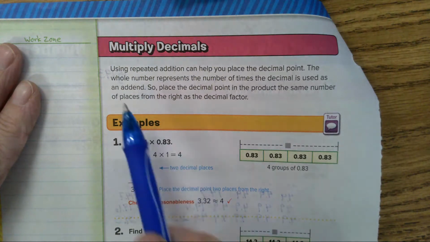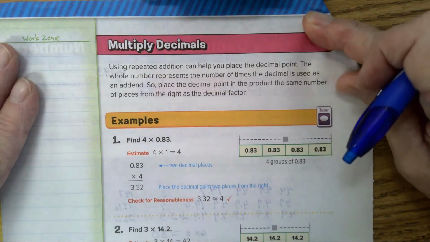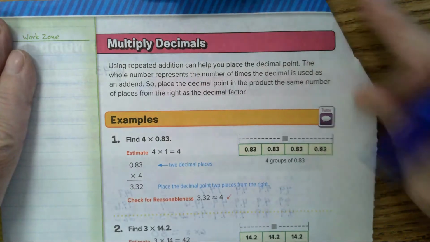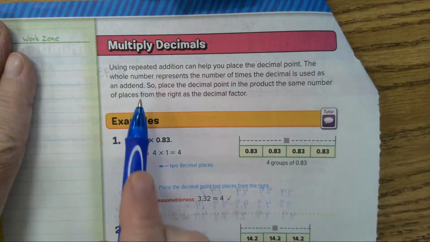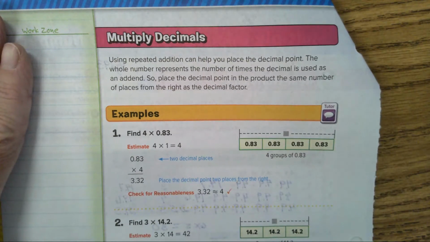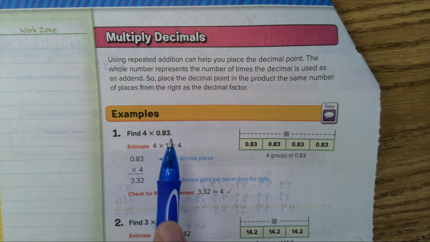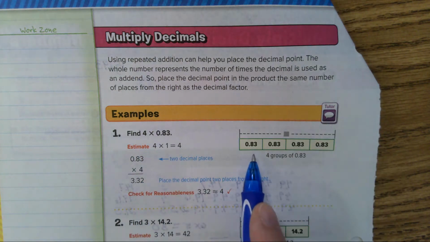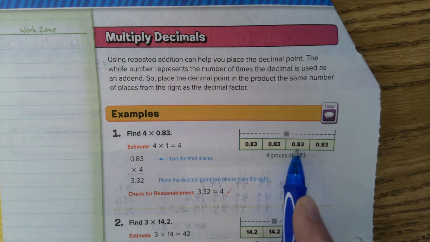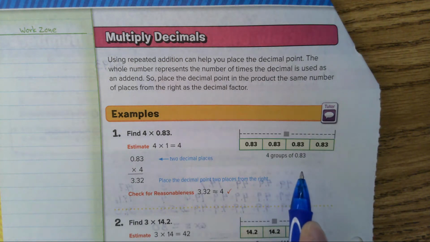It says using repeated addition can help you place the decimal point. The whole number represents the number of times the decimal is used as an addition. So place the decimal point in the product the same number of places from the right as the decimal factor. And I'm going to talk to you about that in a little bit. So we all know that 4 times 83 hundredths means 83 hundredths plus 83 hundredths plus 83 hundredths plus 83 hundredths, or 4 groups of 83 hundredths.